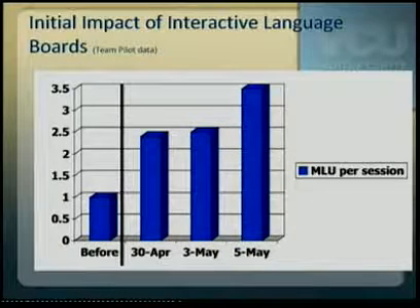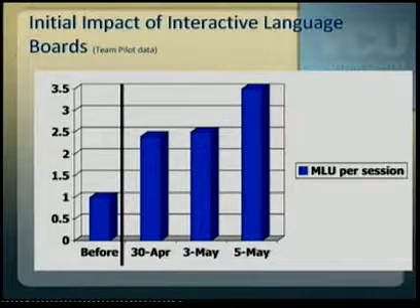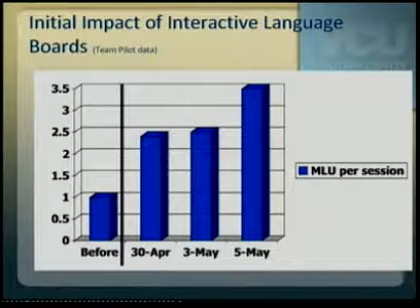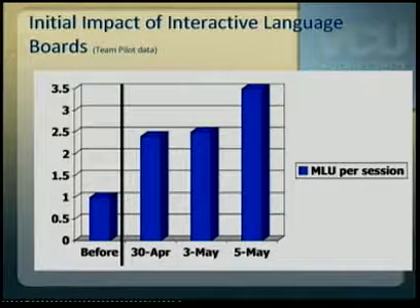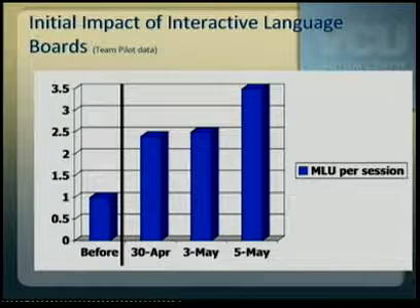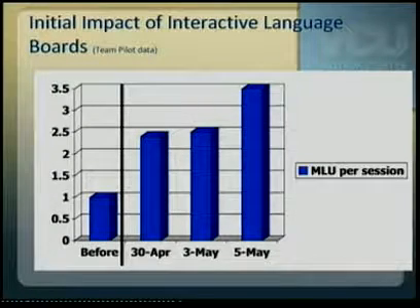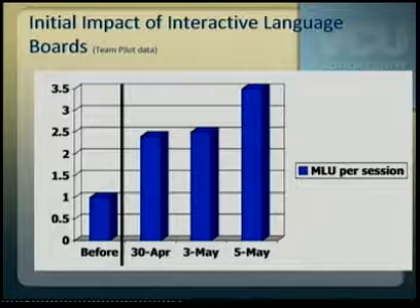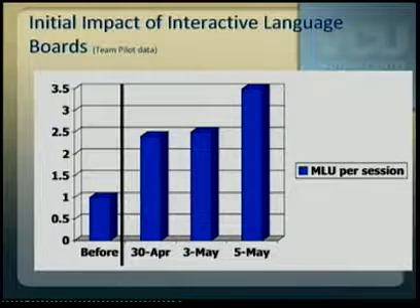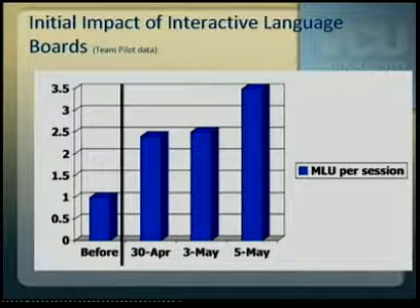Here's some initial impact data that was taken from Ginny and looking at the way we change specials. Here is before. As I mentioned, Ginny's mean length of utterance per the team was about 1, and this is from the special education, the speech language pathologist. On April 30th, when, again, she'd been using the interactive language boards now for a while at breakfast and other areas, it was up to about 2.5. And then as they started to play the games, that was a modified ants in your pants game that they were having a lot of fun with, she was at, per the sessions that she was using it, 3.5 was her mean length of utterance.